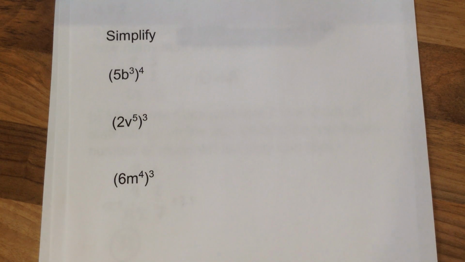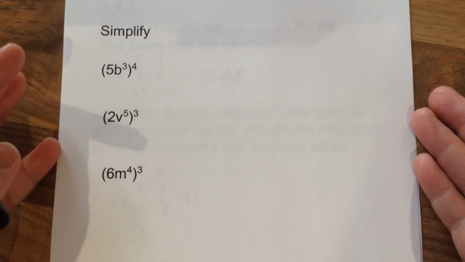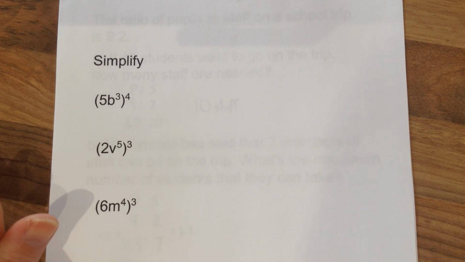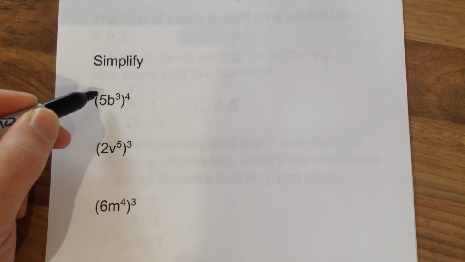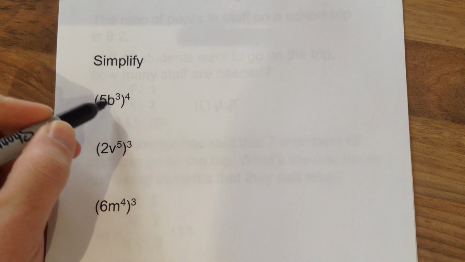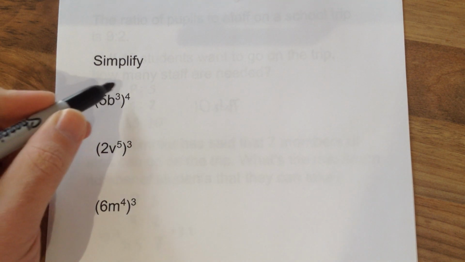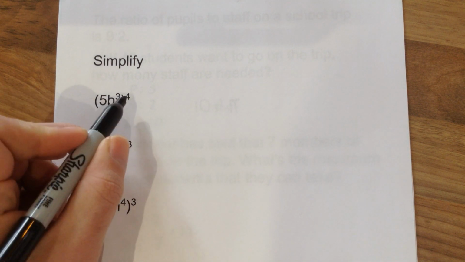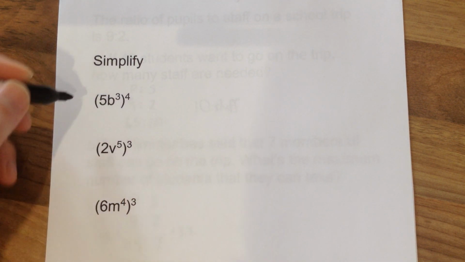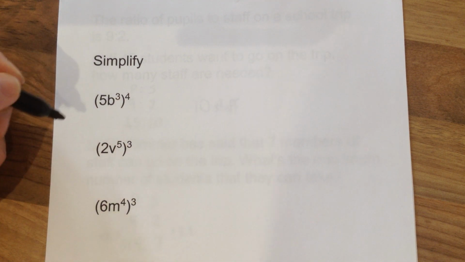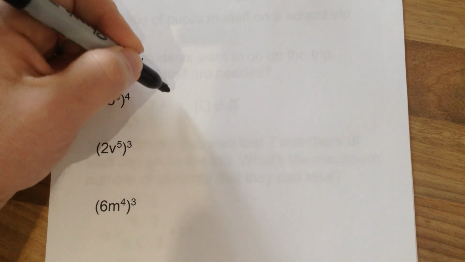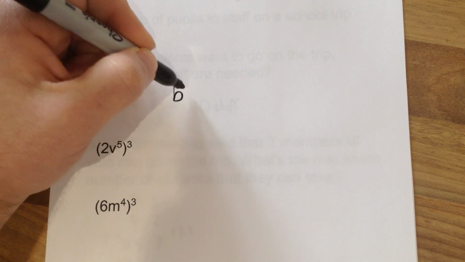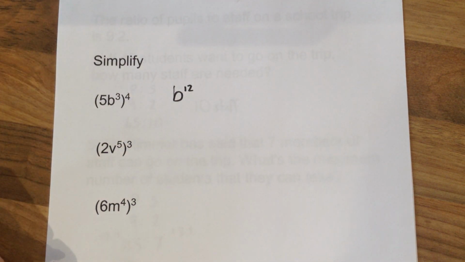The next question is asking us to simplify some index laws. Whenever you're doing index laws with brackets, there's always going to be 2 parts to your answer: something with the number at the front and then the power part at the end. The power part at the end is actually the easiest bit. When you've got a power inside your bracket and just outside, all you do as a little cheat is you times the 2 powers together. So this would give us b to the power of 12.